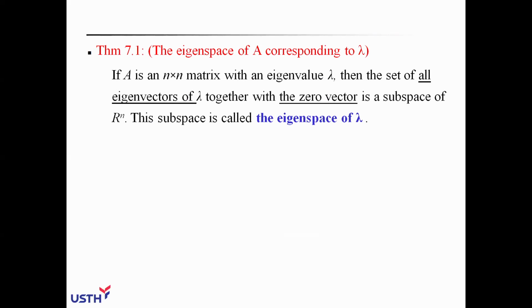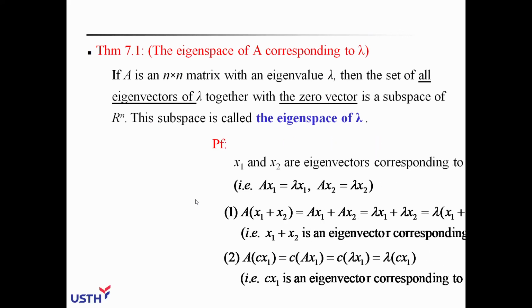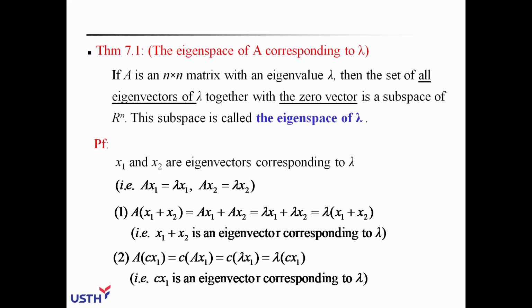Because of that, in your exercise, if you are required to find the eigenspace of some eigenvalue, you need to remember to add the zero vector to the eigenvectors, not only find all the eigenvectors. Here is some explanation why it is a subspace. Once again, I repeat, in order to verify that some subset is a subspace, you need to verify property number 1 and property number 6 in the definition of a vector space. That is very important.